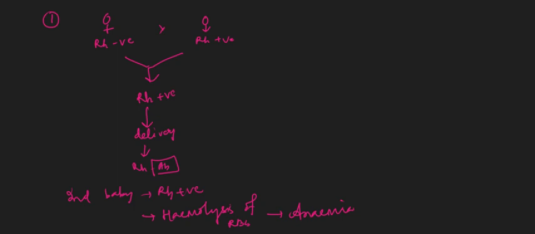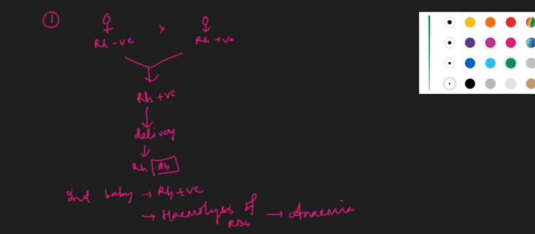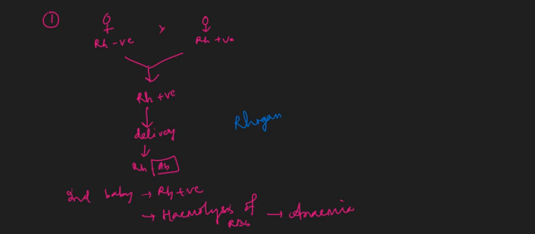So to deal with this situation, we have the Rogam injection. Sorry, the Rogam injection is injected to the mother after the delivery of the first baby. So what will this Rogam do? It will destroy the Rh antibodies that are formed inside the body. So there will be no problem at all. This is all about Rh incompatibility or erythroblastosis fetalis or the hemolytic disease of a fetus.